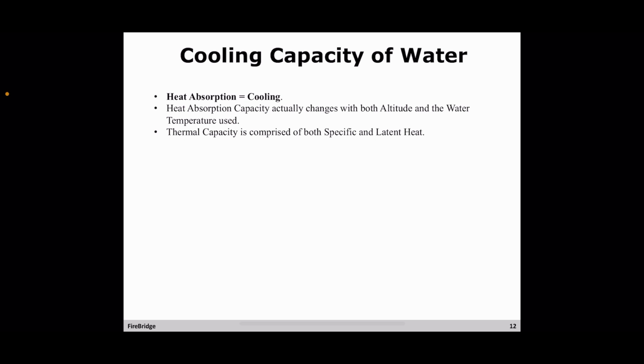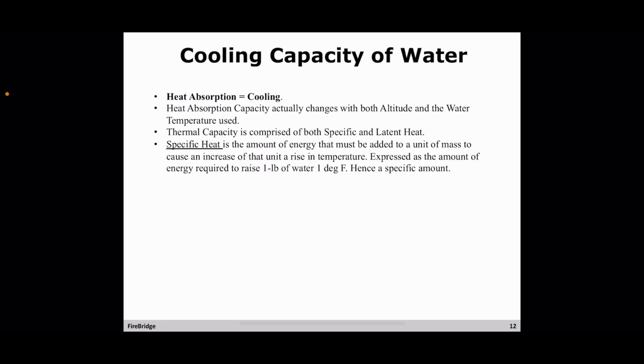Thermal capacity is comprised of both specific and latent heat. Specific heat is the amount of energy that must be added to a unit of mass, i.e. a pound of water, to cause a rise in temperature. This is expressed as the amount of energy required to raise 1 pound of a substance 1 degree Fahrenheit, hence a specific amount, because unless you raise it a specific amount, it's not going to rise or fall the degrees Fahrenheit necessary.